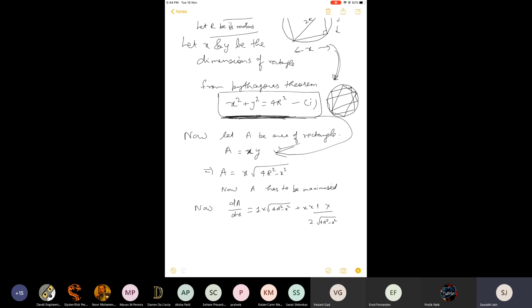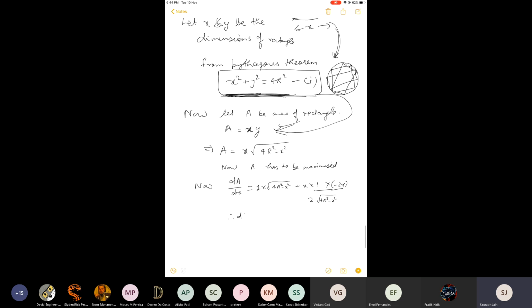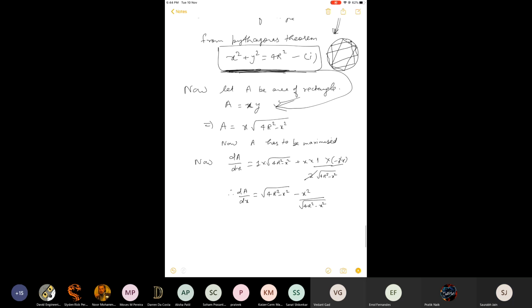Into the chain rule. Differentiation of 4r square will be 0. Differentiation of minus x square will be minus 2x. Therefore, dA by dx is under root of 4r square minus x square, here the 2 gets cancelled, and this is minus x square upon under root 4r square minus x square. So dA by dx is 4r square minus x square, and we are taking the LCM, over under root 4r square minus x square.